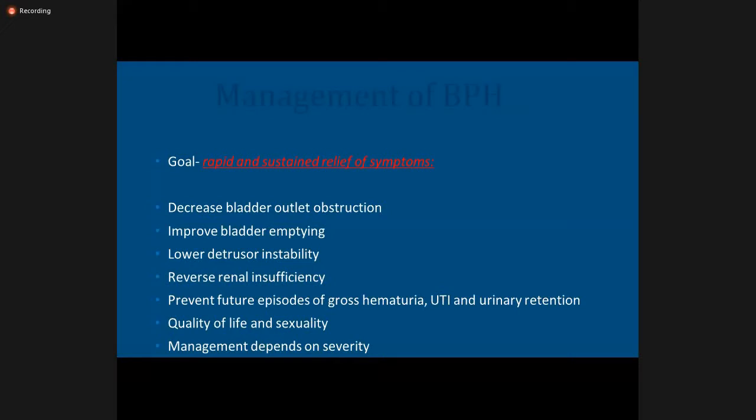So what are the management goals? Number one is decrease the bladder outlet obstruction, improve the bladder emptying, improve the symptoms, lower the detrusor instability, and if there is renal insufficiency, prevent it from deteriorating. Prevent future episodes of gross hematuria, UTI, urinary retention, and improve quality of life and sexuality. And the management very much depends on the severity of the symptoms.